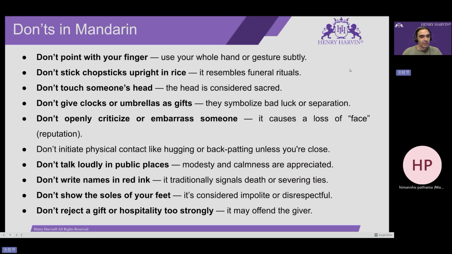And then again, we have don't initiate physical contact like hugging or backpatting unless you are close. So these are some other points that are very important to take notice of.